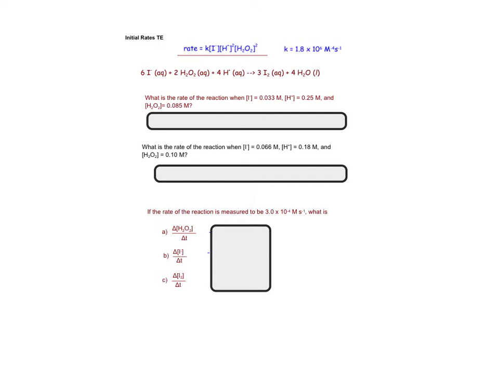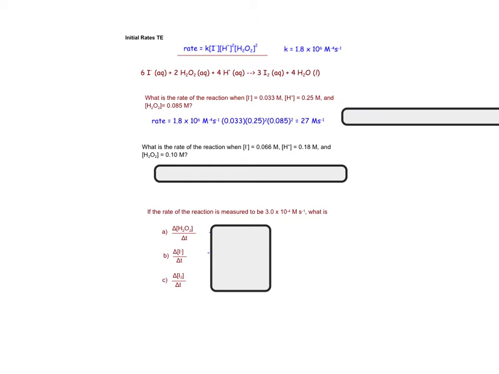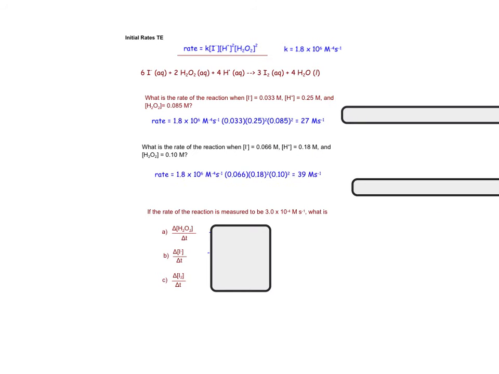Let's take a look at the answers to the three problems. First one, we have the rate is K times iodide, hydrogen ion squared, hydrogen peroxide squared. So my rate is 27 molarity per second. And I can do the same thing with the second one.